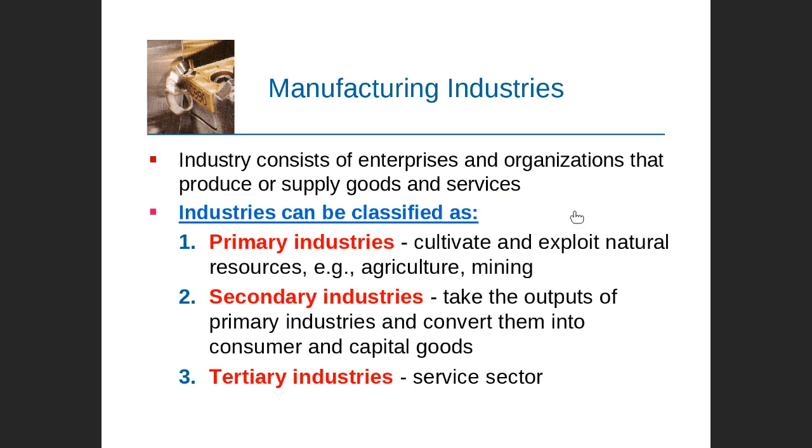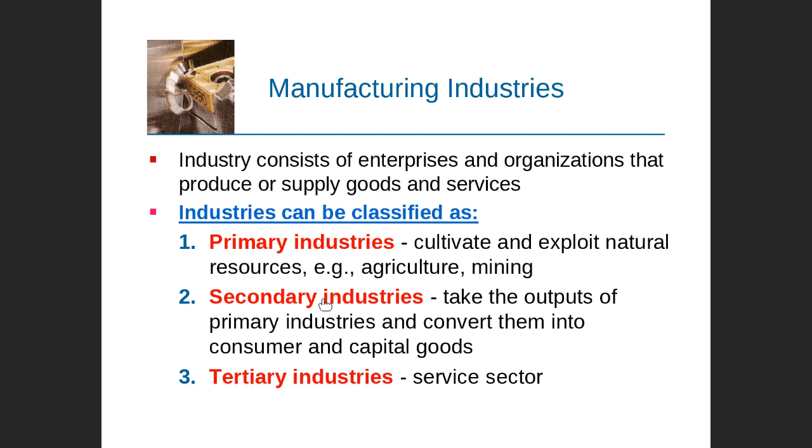Manufacturing industry. When I say manufacturing industry, how many industries do we have? Usually people classify industry into three categories. They call them primary industries, secondary industries, and tertiary industries. Okay, so what is the primary? Primary is cultivating the natural resources. This is the primary industry.